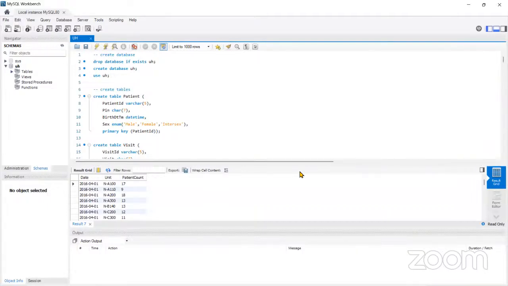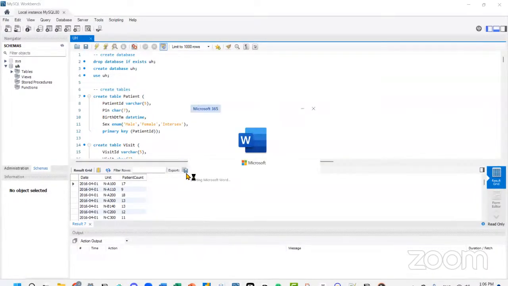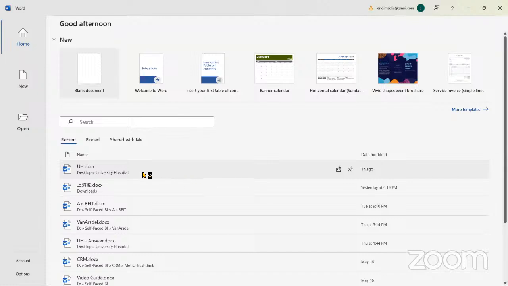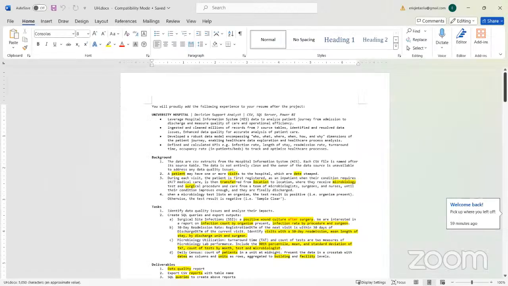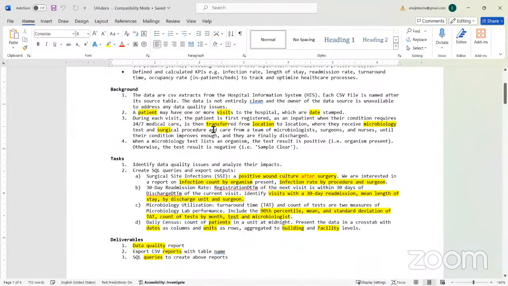So I remember she got an interview, and it was from the teaching hospital of Western University. It was a decision science specialist role reporting directly to the director of decision science. So she received this project. Let me just show you. Later on, we turned this into a use case to train the students. Let me just make it bigger. Okay. So starting from here.